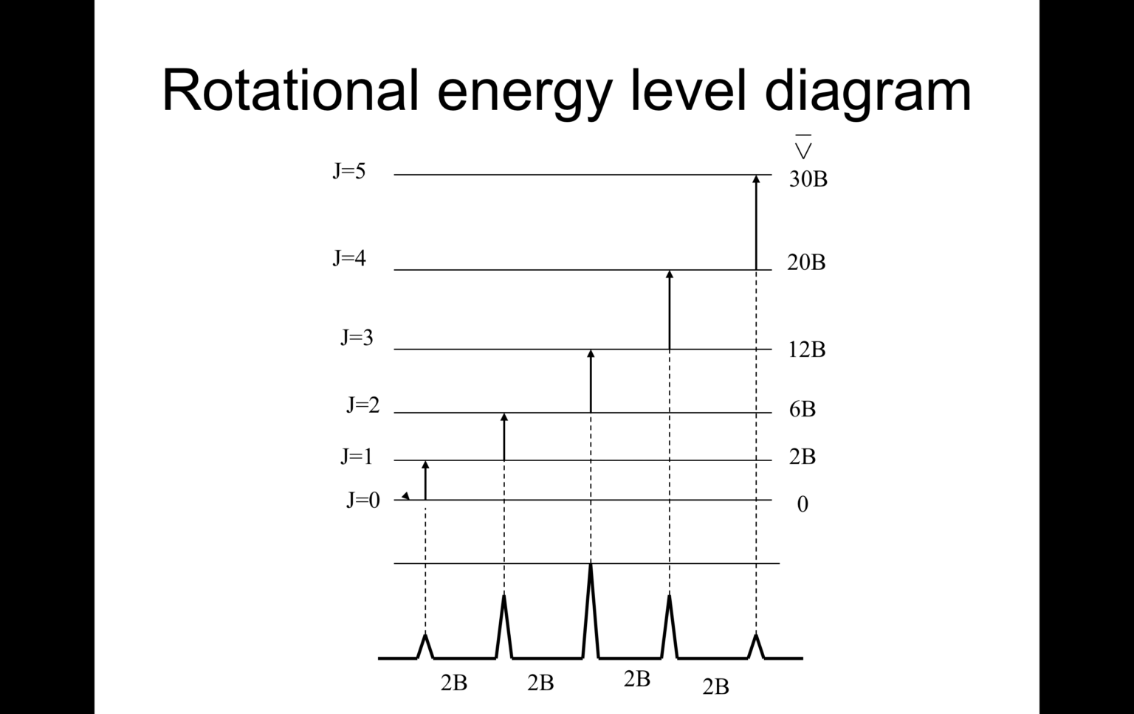And here we see the diagram of it. From there to there is 2B, from there to there is 2B, and so on. That represents J equals 0 to J equals 1, whereas that represents J equals 1 to J equals 2, and that represents J equals 2 to J equals 3, and so on. Whereas the energy levels are 0, 2B, 6B, 12B, 20B, and 30B for J values as shown on the diagram.